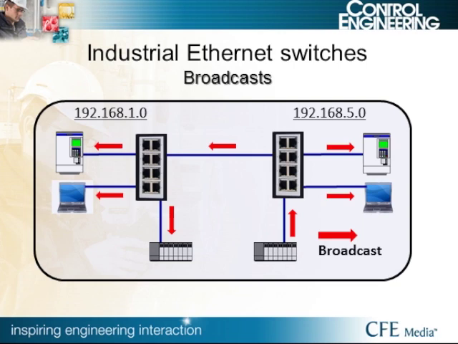The larger an Ethernet network gets, the more the broadcasts increase. Ethernet requires broadcasts for devices to communicate, so you really cannot eliminate broadcasts on an Ethernet network. A healthy industrial Ethernet network has between 2 to 10 packets per second of broadcasts.